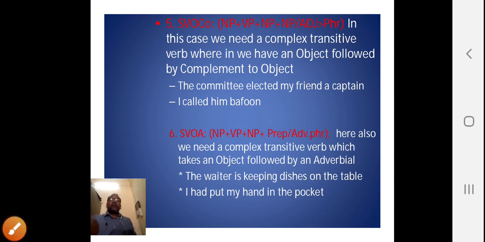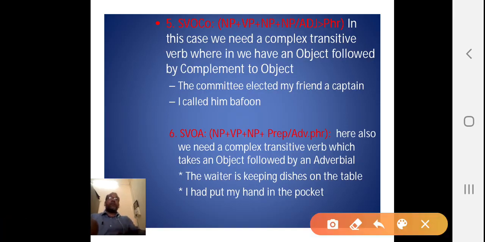Well, the sixth structure is SVOA, which again is a combination of NP plus VP plus NP plus compulsory adverbial, which may be in the form of prepositional phrase or an adverb phrase. Here also we require a complex transitive verb where we have an object followed by an adverbial. Here, the waiter is keeping dishes on the table. If we ask the question, what is the waiter keeping? The answer is dishes, so that is an object.